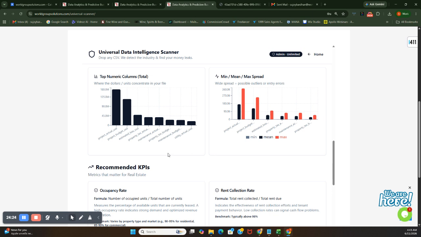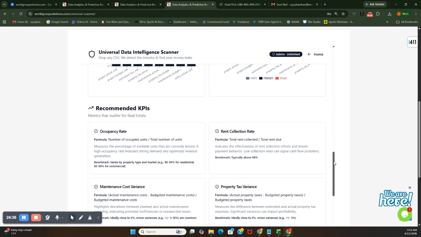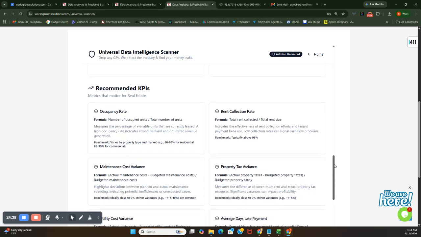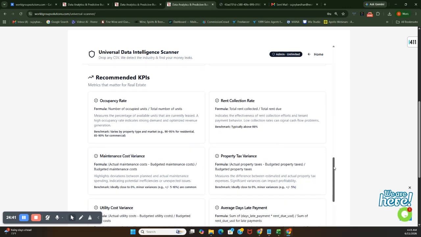So these are the data points which it is looking at. It will give you a min and max and all those types of statistical information for you to look at. And then based on your data set, it is also looking into some stuff like KPIs. So this is a very important component for all real estate folks to look into.